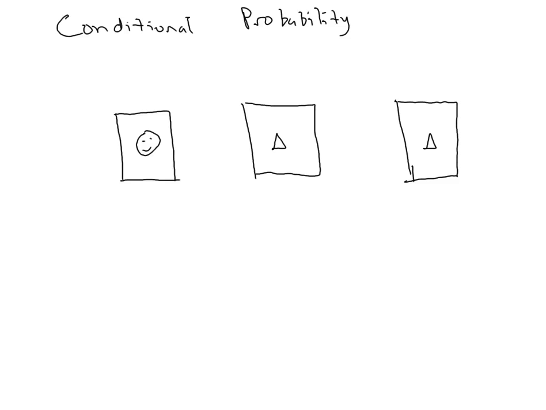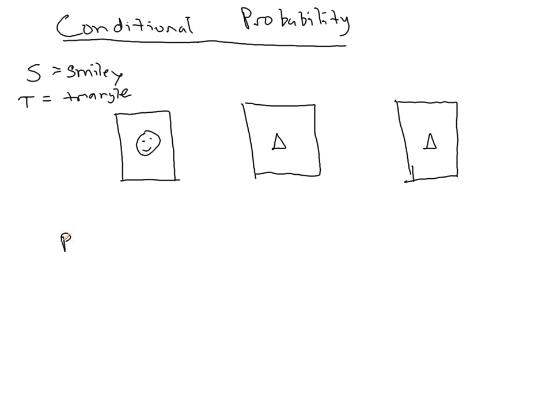We're going to work to understand the basics of conditional probability. Conditional probability is exactly what it sounds like: given some condition, what is the probability that an event takes place? Here we have a smiley face card, we'll pretend these are cards, and we have two cards with a triangle. So I'm going to say S equals card has a smiley, T equals the card has a triangle.